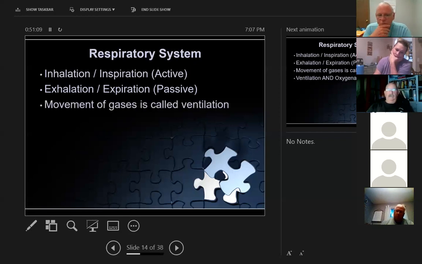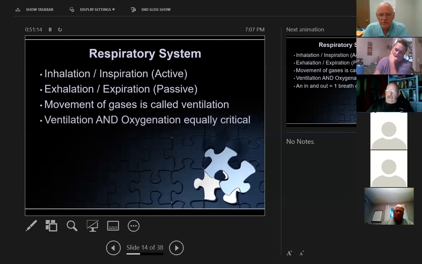So as I mentioned before, the movement of these gases is called ventilation. And again, I really need to emphasize this. Ventilation and oxygenation are equally critical. Getting the oxygen in is critical. Getting the carbon dioxide out is critical, okay?